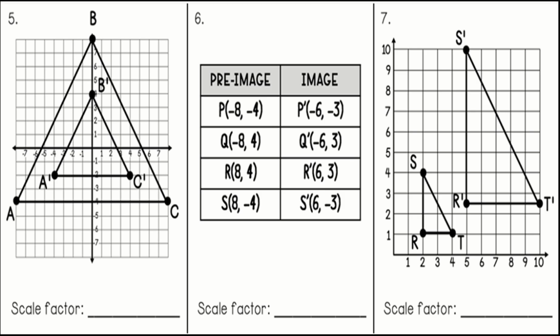Y'all try the 3 on your sheet. Remember, if it's getting smaller, you'll have a fraction. It's getting bigger in most cases. Number 7 is a little tricky. You won't get a whole number there, even though it's getting bigger. You can leave it as an improper fraction, though.